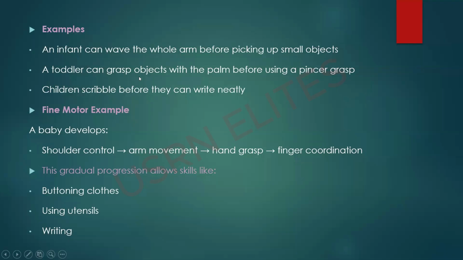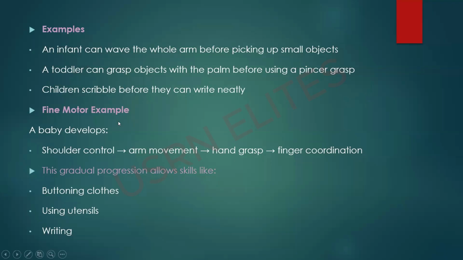Children scribble before they can write neatly. This one, everybody is aware. Before they will be able to write correct and neat sentences or even letters, they will have to do the scribbling, waste tons of sheets, right? Pencils, crayons, whichever writing material they can use. Okay, so they scribble first before later the fine motor action comes, where they can write. Any question at this time?